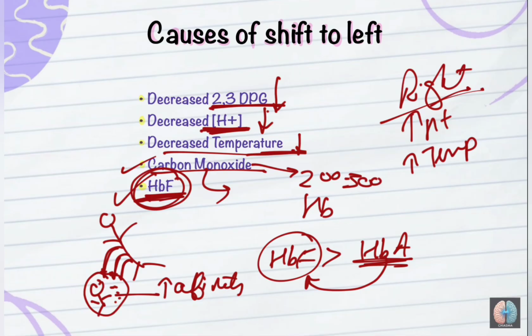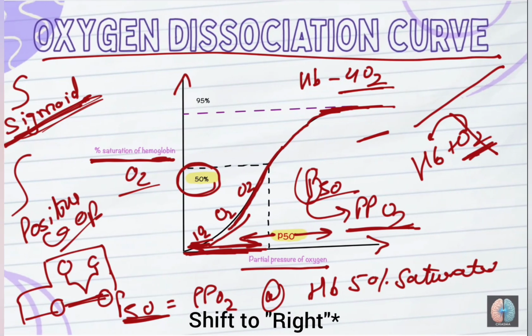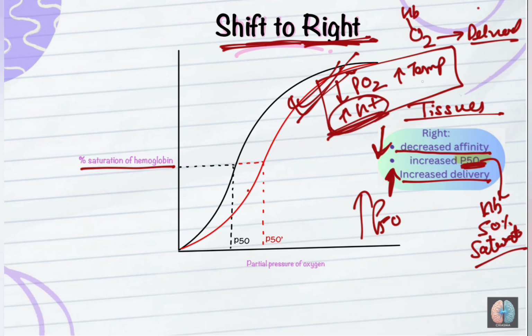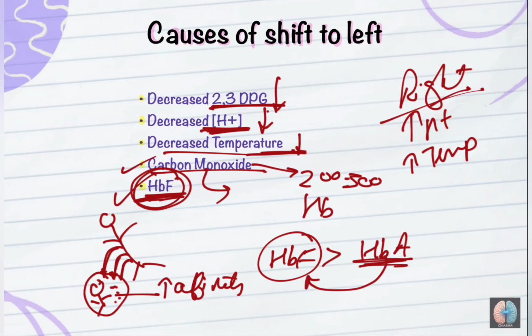Okay, just a quick recall. When does the shift to the right happen? The shift to the right happens when we do exercise. And when we do exercise, how will we remember that the shift to the right occurs? Because during exercise we have lactic acid formation, our temperature increases and our oxygen pressure is decreased because we want the oxygen to be delivered. And how will we remember the left one? Just remember one thing, you remember the right and the left one is exactly the opposite. Okay, left one is exactly the opposite of the right one.